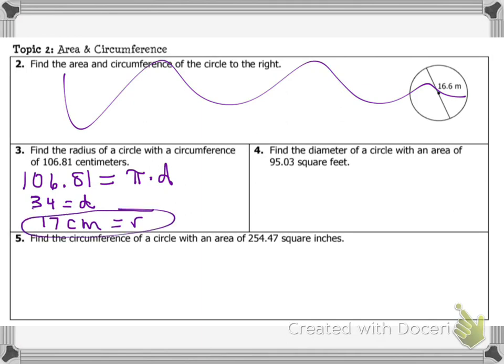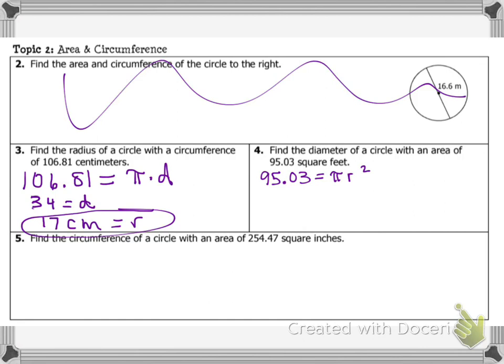Number 4, find the diameter of a circle with an area of 95.03. The area is equal to pi r squared. We're trying to find the diameter. That's okay. Let's find the radius first. Everybody keep it together. We don't need to worry.